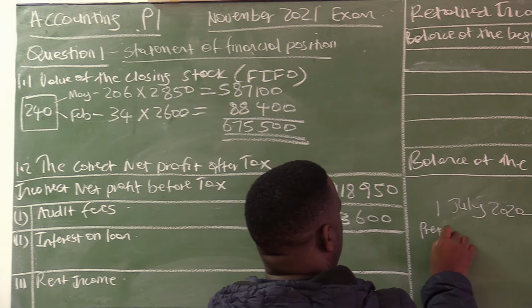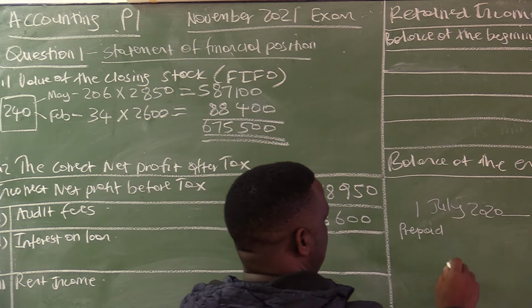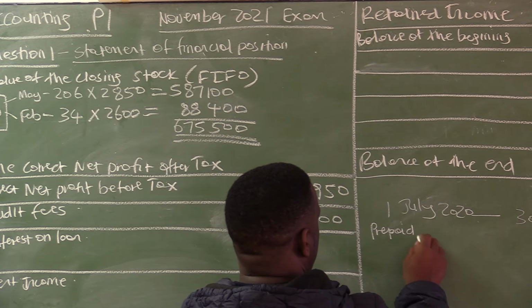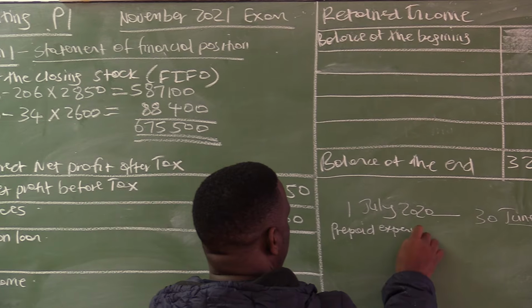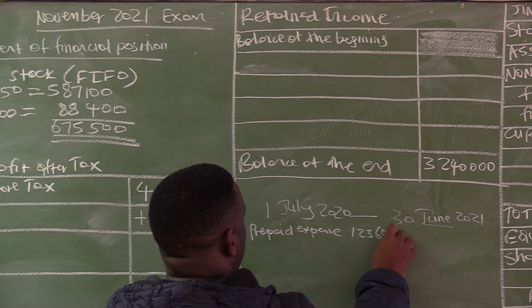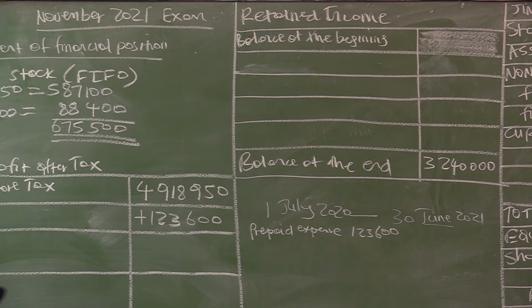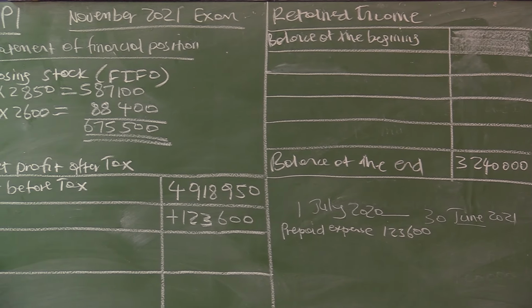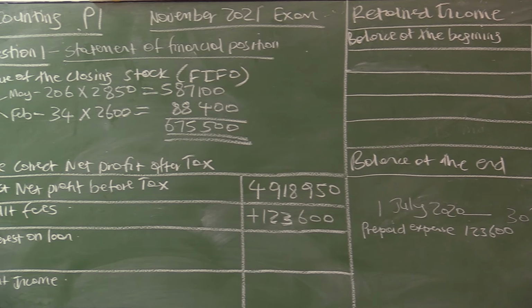And this audit fees of 123,600, which was paid in advance, is regarded as a prepaid expense. We must remember this, because we are still going to do a balance sheet. So this is a prepaid expense of 123,600, so that we do not forget it when we are doing our balance sheet.